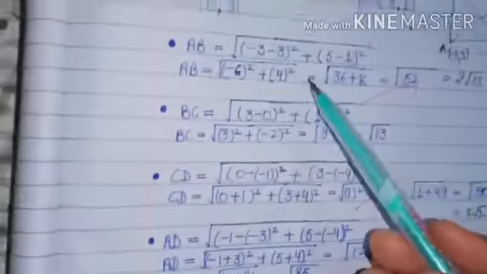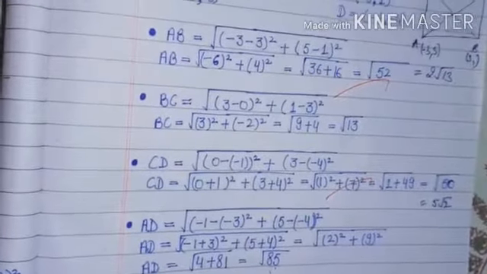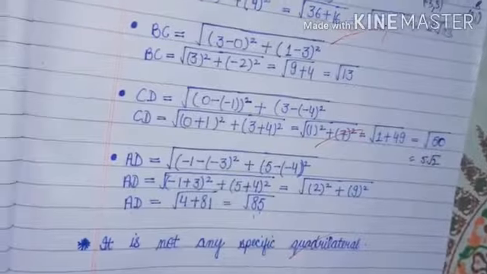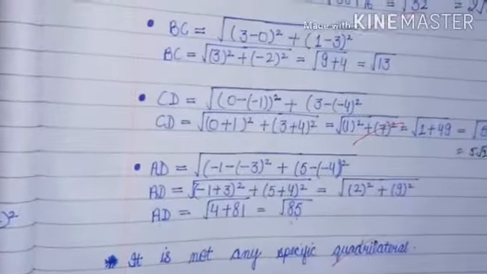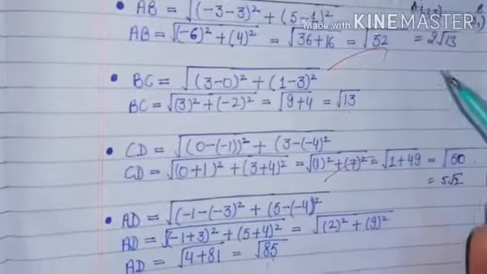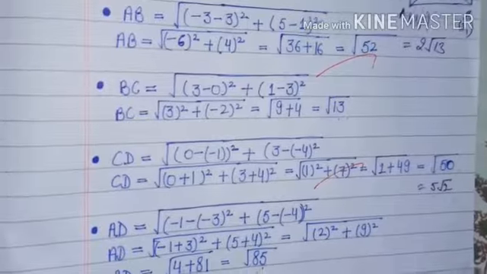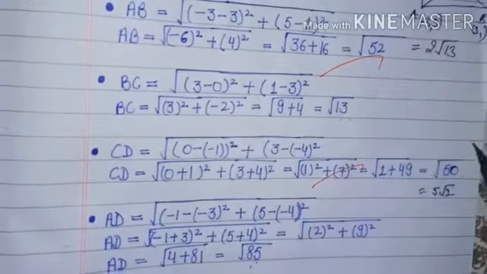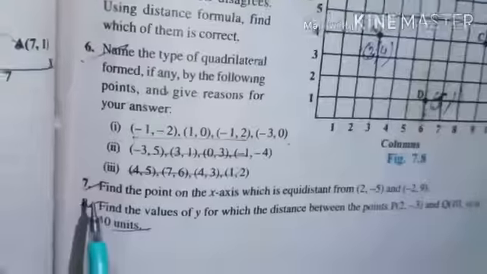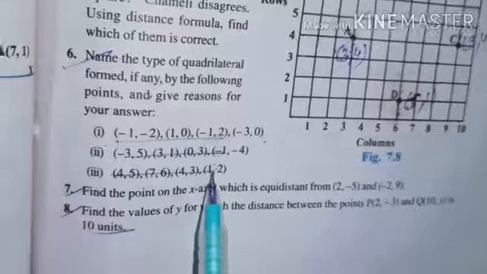But you observe all 4 distances are different. It means it is not any specific quadrilateral. So what will you write in your answer, beta? How can you say it is not a quadrilateral? When you plot these 4 points on the graph, you will observe these 4 points do not make a quadrilateral. It is a straight line. Yes, beta. Similarly, you can solve the third part of question number 6.